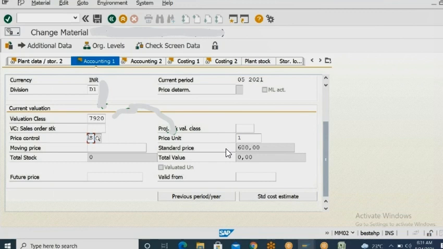The cost which we maintain in the material master will be determined in the sales document with the help of the VPRS condition type. And if you don't maintain cost in the material master, then the system will not generate the inventory accounting document. So friends, these are some of the important fields in the material master.